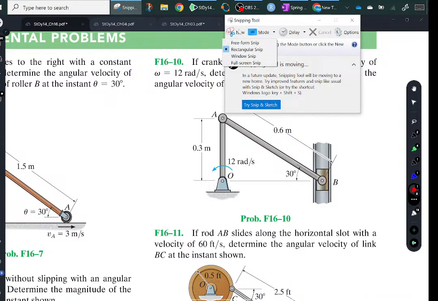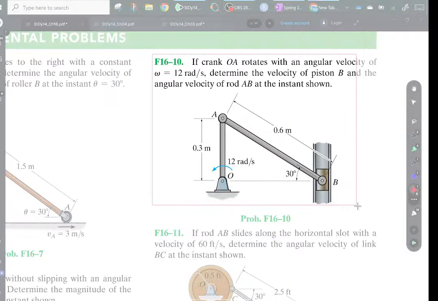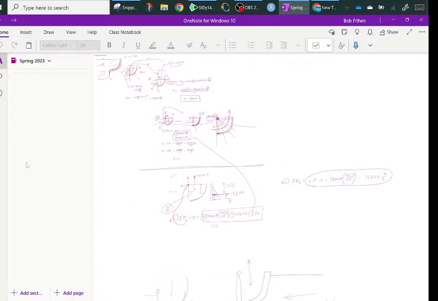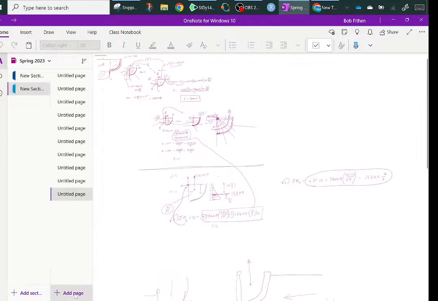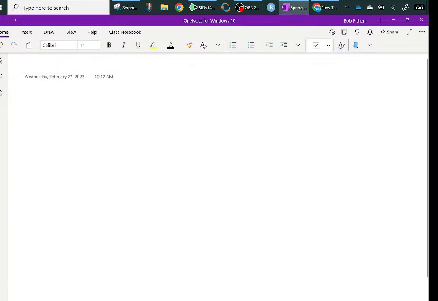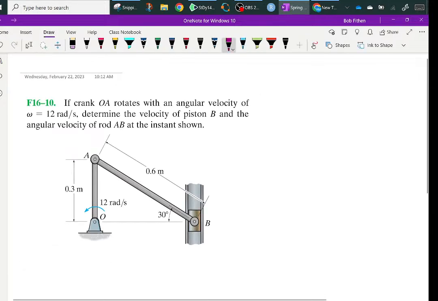And I'm in rectangular, so I'm going to do a new. Now that it's there, I'm going to go down, drop the image right there. The computer is running a little slow. So the crank rotates like this with the angular velocity at 12. Determine the velocity of this piston over here.